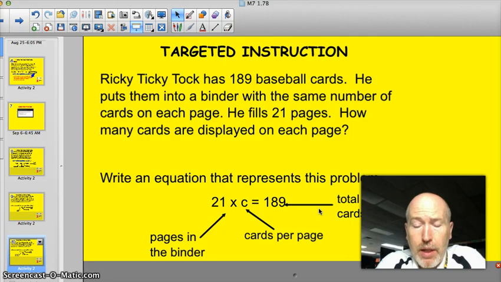I'm back. Well, 21 times 10 would be 210, correct? And if we start subtracting, we'll find that 21 times 9 would equal 189. So you just have to subtract one set of 21 to get your answer there.